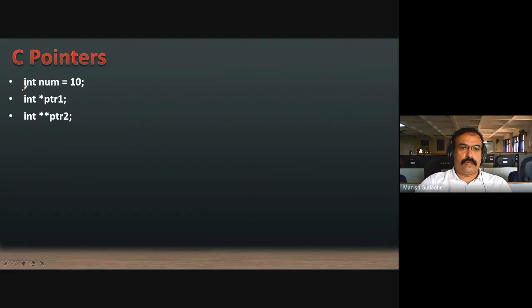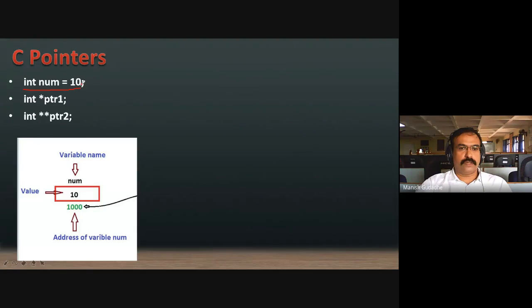Now, an integer variable num is declared. So what will happen once the number is declared? A memory space will be allocated. Let us say that it is allocated with address 1000. So value of num is 10, address of num is 1000. Okay, so value and variable are given here.